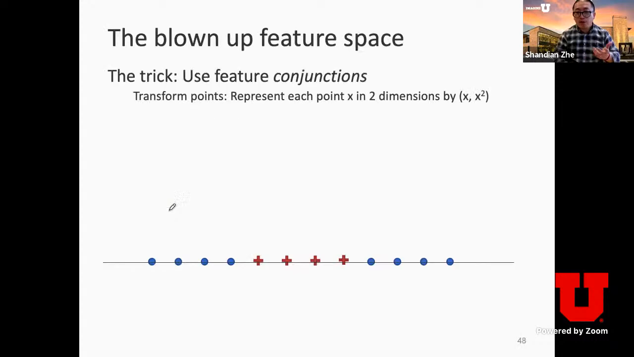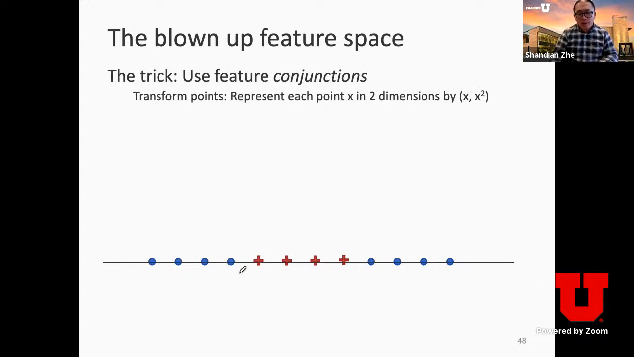Here comes a smart trick. We want to transform the input. How can we do that? The original point in the original space is represented by scalar x, right? So now I want to append an extra feature, which is simply x squared.